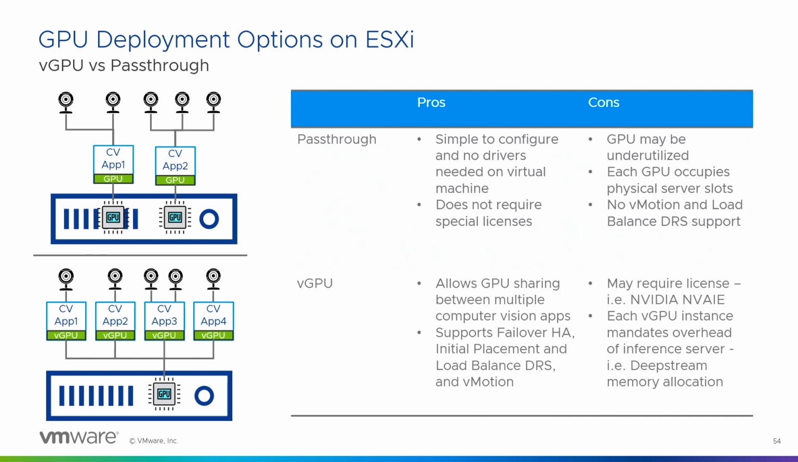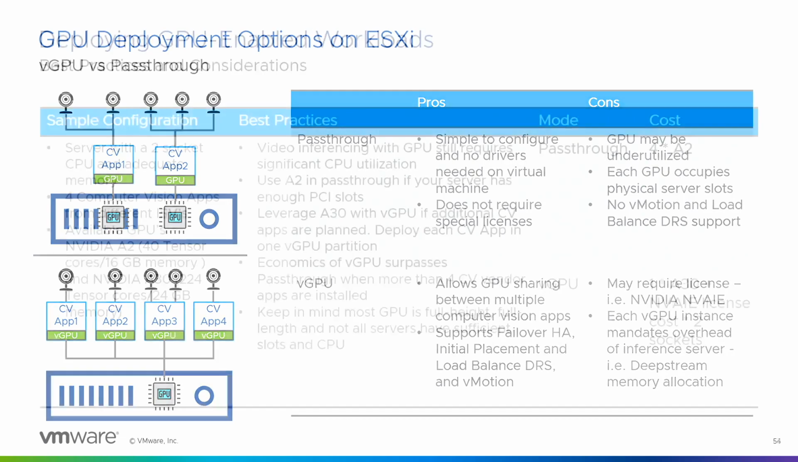Yeah, so the main thing to note here is that vGPU requires additional licensing from NVIDIA, so NVIDIA AI Enterprise. And then for pass-through, sometimes called Direct Path I/O or Dynamic Direct Path I/O, there are enhanced features in 7.0 to support HA and initial placement for DRS. So for pass-through, there's no vMotion and no load-balancing DRS support in any of the ESXi versions right now. So just be aware of that when you use it.